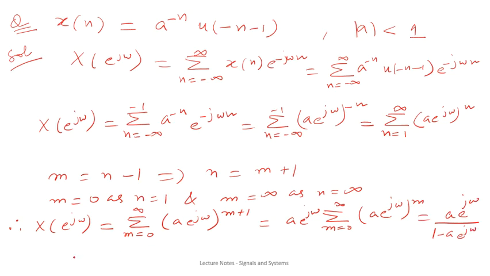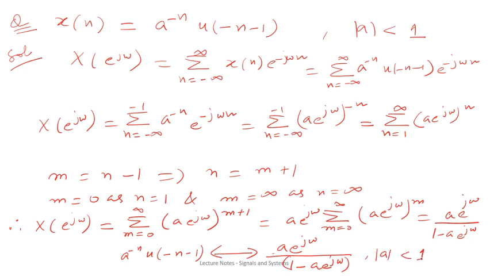So we can write down that this given signal, which is a raised to the power minus n, u of minus n minus 1, will have the Fourier transform of a e raised to the power j omega over 1 minus a e raised to the power j omega, with the condition that mod a is less than 1.